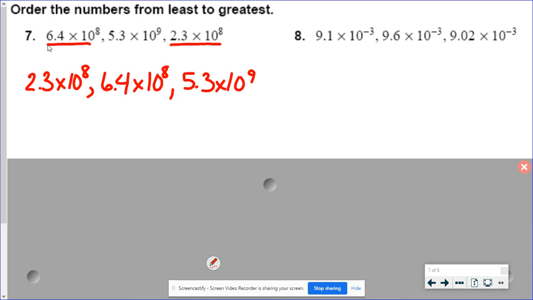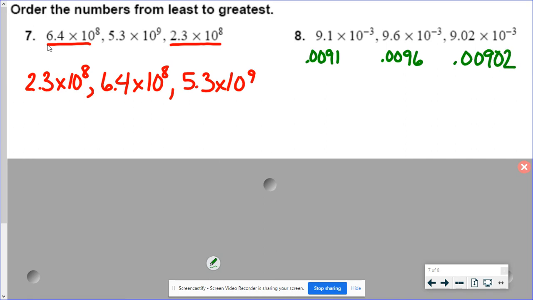In number 8, I have all of them with the same exponent, which makes it more difficult. And sometimes this might be a little confusing. If you want to write these as regular numbers, you can. Negative exponents mean small numbers, so each of these is going to move my decimal 3 places, but it's got to be a small number. So this is really 0.0091. This is 0.0096. This is 0.00902. Now, for some people, that really helps.